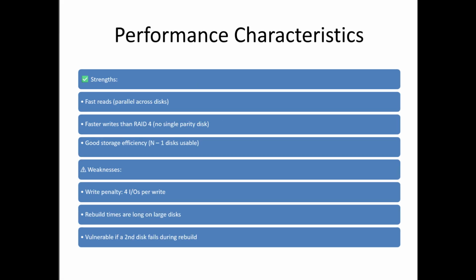Performance characteristics of RAID 5. The strengths are balanced performance and storage efficiency. So let's look into performance. Read operations are fast because data is striped across disks. And write operations are faster than RAID 4 because the parity isn't centralized on one single disk. So it removes that bottleneck of having to do all the parity operations on one single disk, since the parity is spread across multiple disks.